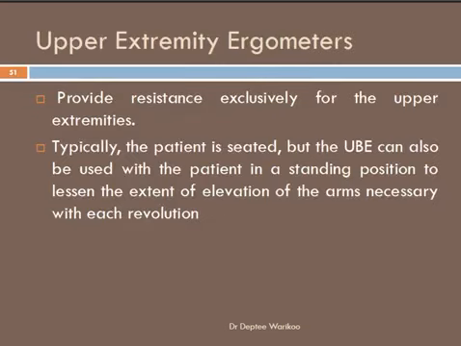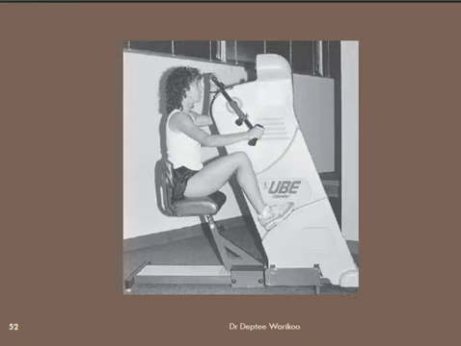Then there are upper extremity ergometers. These provide resistance exclusively to the upper extremities. Typically the patient is seated, okay, then he can use the upper extremities to position. This is an upper extremity ergometer. You can see he is seated, there is a foot placement, and then the upper extremities could be used as a cycling machine.